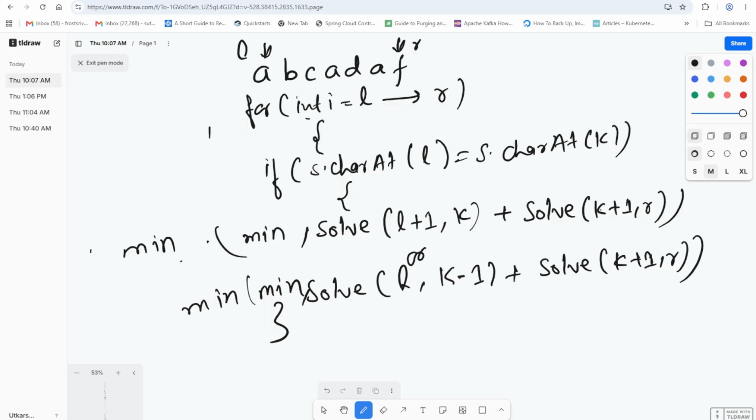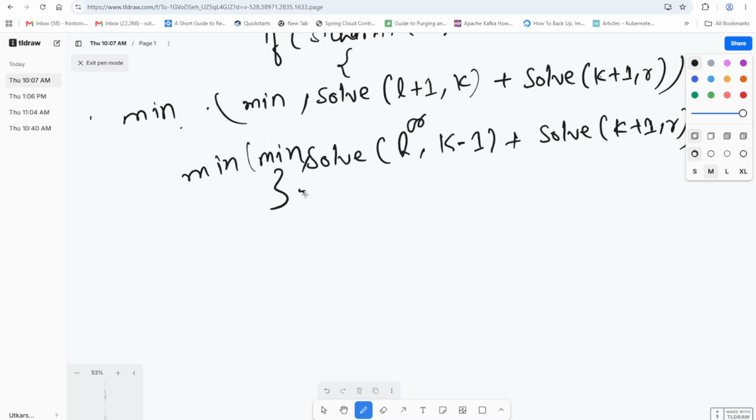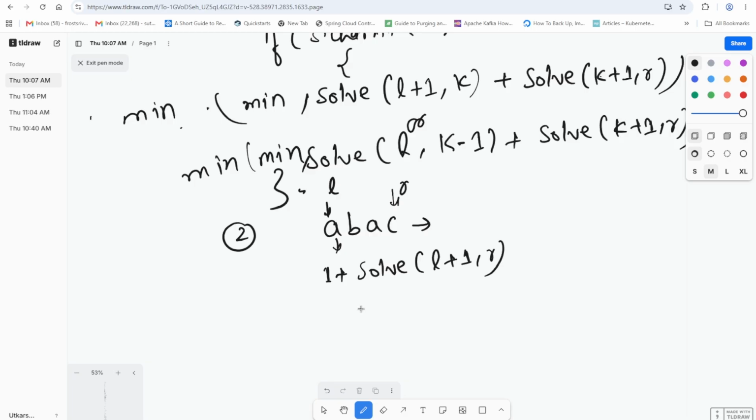So this is our first approach, and another approach will be our default approach. In that approach, suppose a b a c is there, as we have discussed, we are printing it one by one, right? So suppose this is l and this is r, we will print it one by one. Suppose we are printing this one, and we will solve for the rest of the function, right?